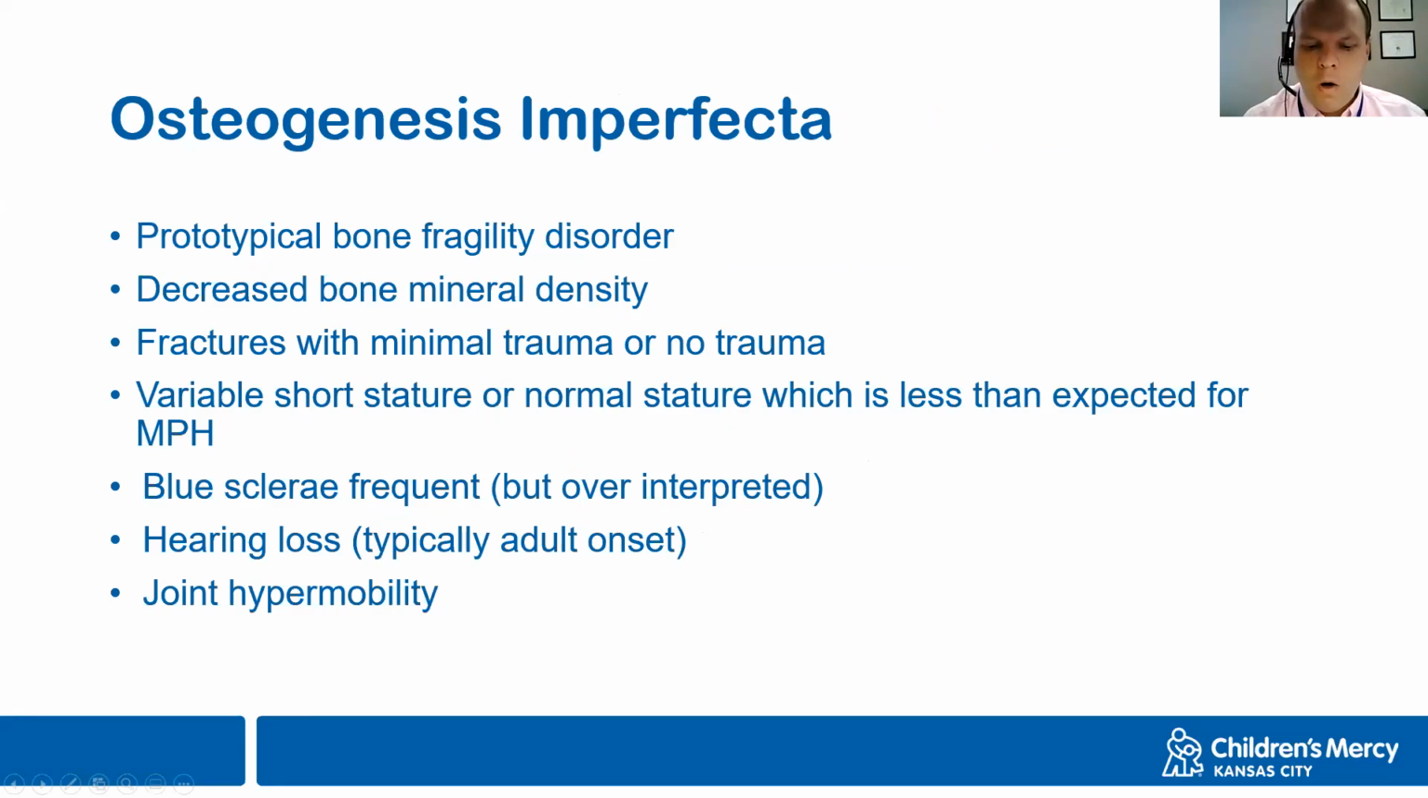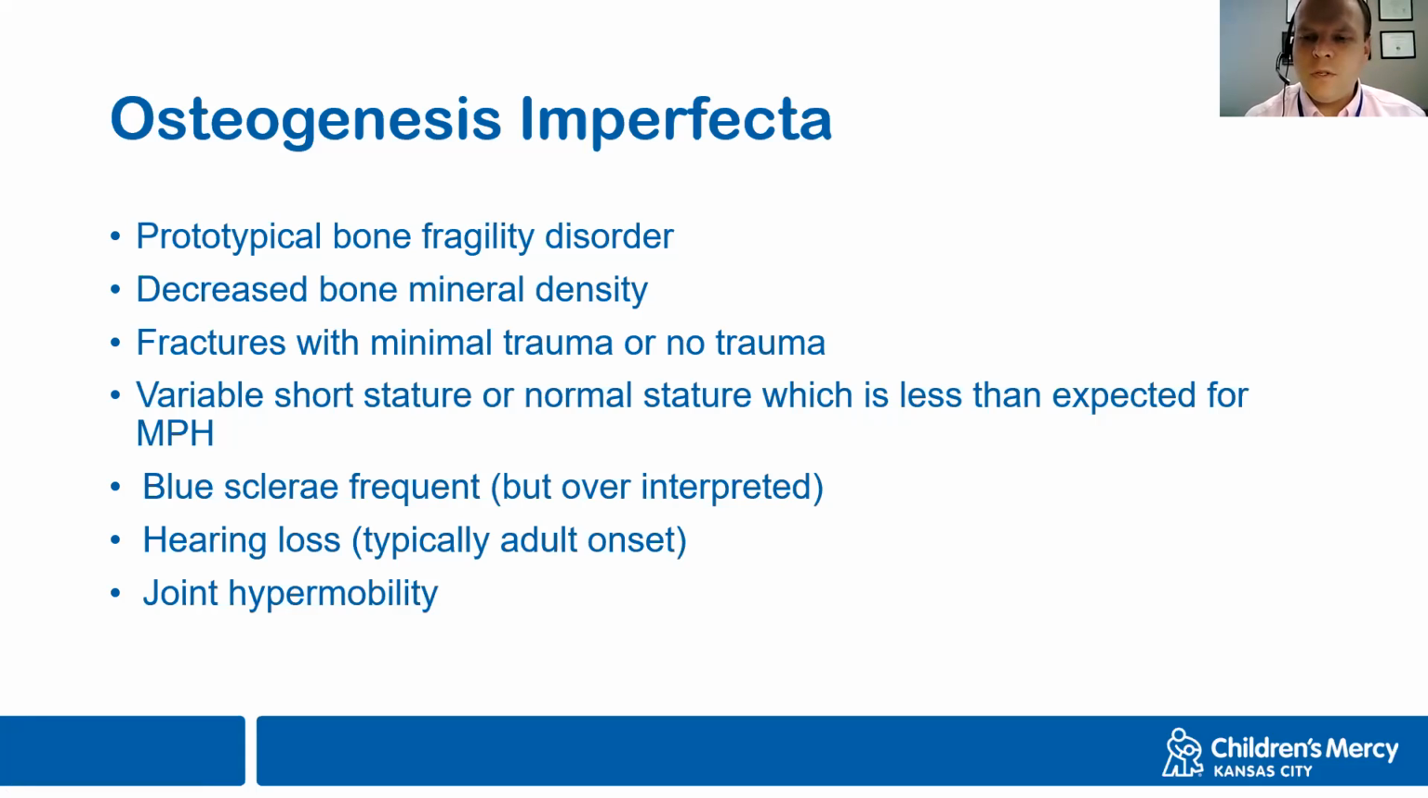And so what really is OI? I think most of us who are on this Echo have a sense for what we consider OI to be. We consider it to be one of the prototypical bone fragility disorders, and we associate that with decreased bone mineral density, and that's variably true, as we'll find out. There's also a tendency to fracture with minimal trauma or no trauma. And there's a tendency for variability of short stature, but there can be normal stature in some patients with OI, which can sometimes be a bit of a diagnostic confusion.